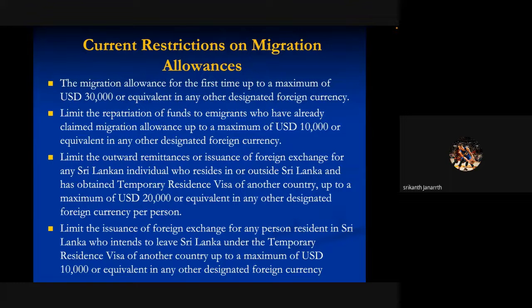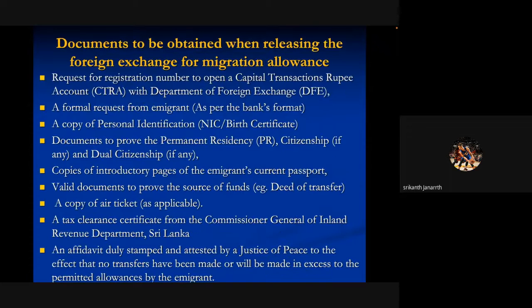So let's see what, in the normal course of business, are the documents for you to take this money. Let's assume this restriction will be removed shortly, hopefully. Then anyway, you have to follow this. Whether you take 30 or 20 or a lesser amount, this is the procedure. So if somebody asks you, you need to explain to them, this is the procedure.